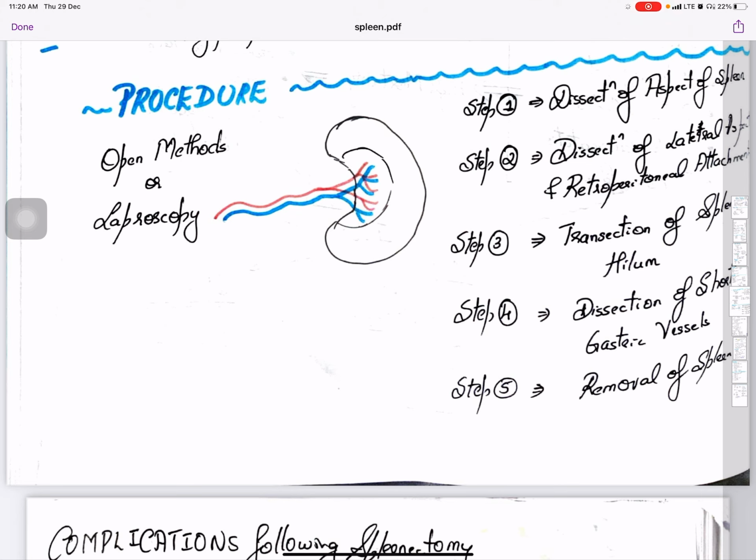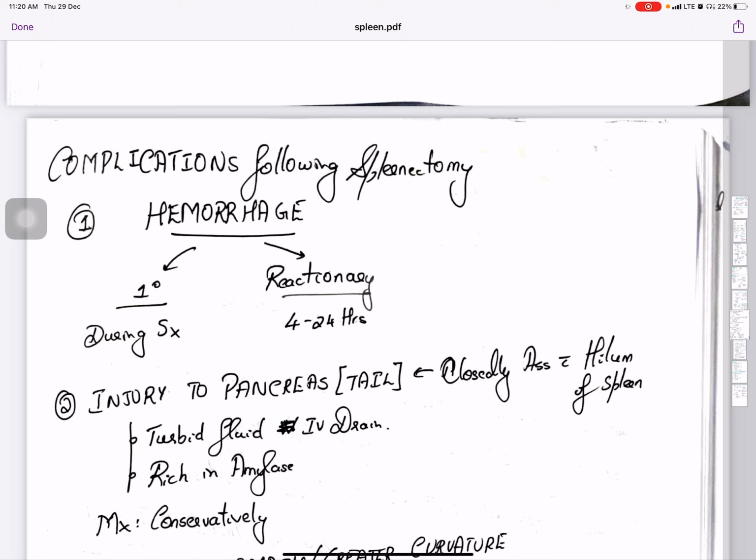Then post-op complications. This must be written in order. We have hemorrhage, reactionary, and return. Complications of splenectomy: the early complications, we have pancreatic injury, vascular injury. Most common is hemorrhage. In hemorrhage, we have primary and secondary. Primary is during surgery, and secondary is reactionary.